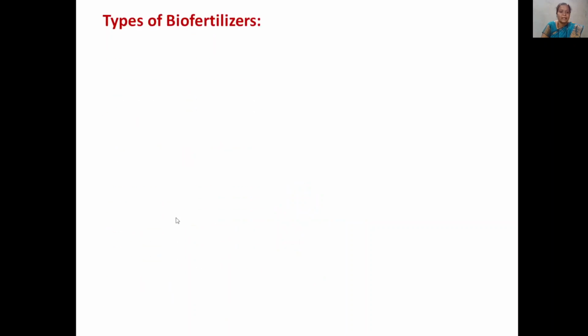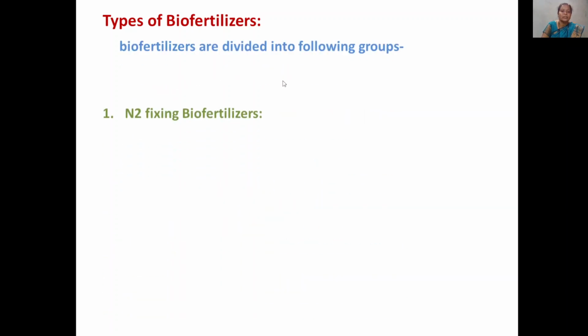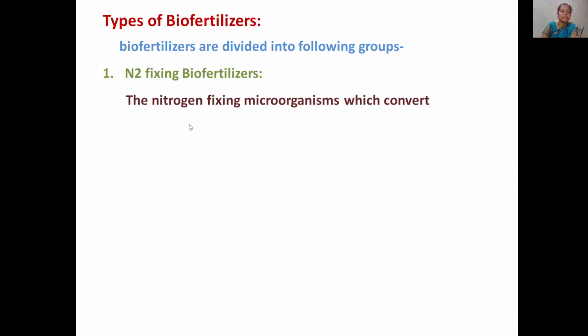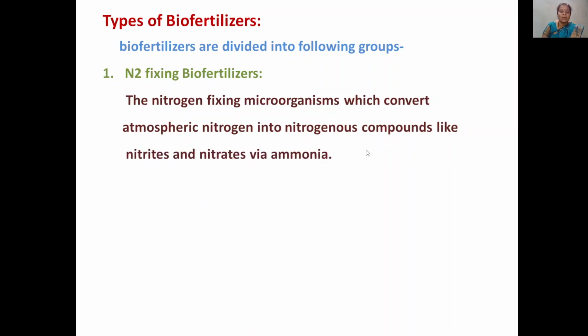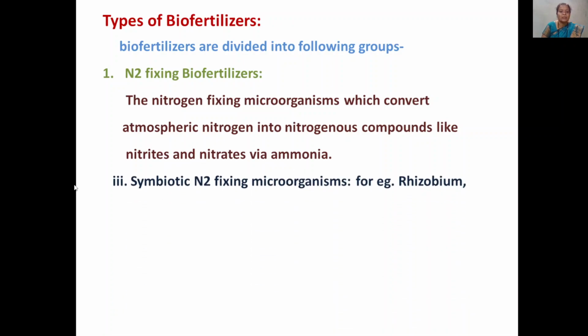Go to next slide. Types of biofertilizers. Biofertilizers are divided into the following groups. First is N2 fixing biofertilizers. Here, the nitrogen fixing microorganisms convert atmospheric nitrogen into nitrogenous compounds like nitrites and nitrates via ammonia.